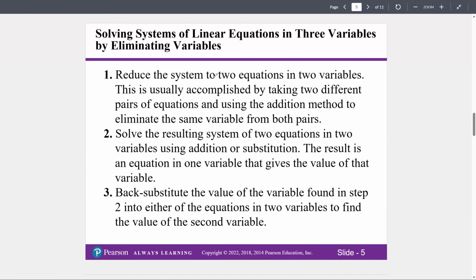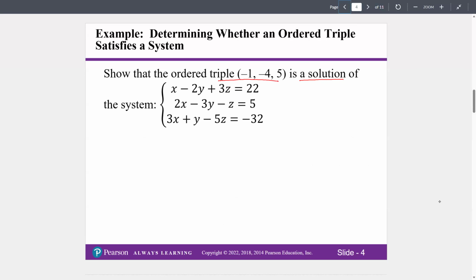So we are going to reduce the system to 2 equations and 2 variables. And the way we're going to do that is we usually accomplish this by taking 2 different pairs of equations and using the addition method to eliminate the same variable from both pairs. So what we mean by that is, let's say we have this system.